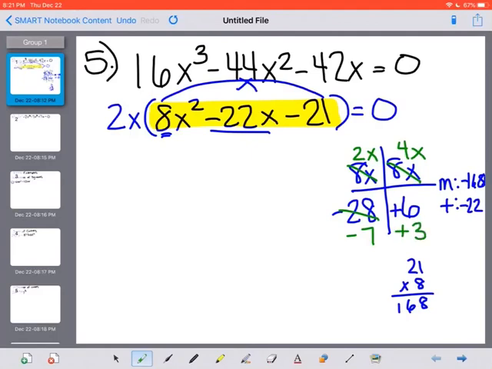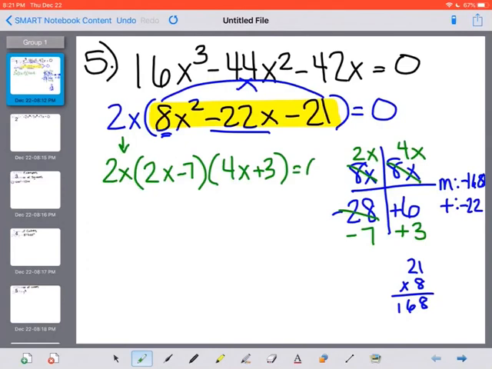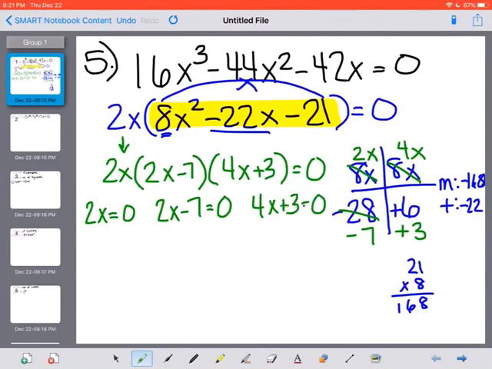So now we're going to write our answer. We always bring down our GCF. We have 2x minus 7 in the first parenthesis. We have 4x plus 3 in the second parenthesis. And now we have to set each parenthesis equal to 0 and solve. So 2x equals 0, 2x minus 7 equals 0, and 4x plus 3 equals 0.